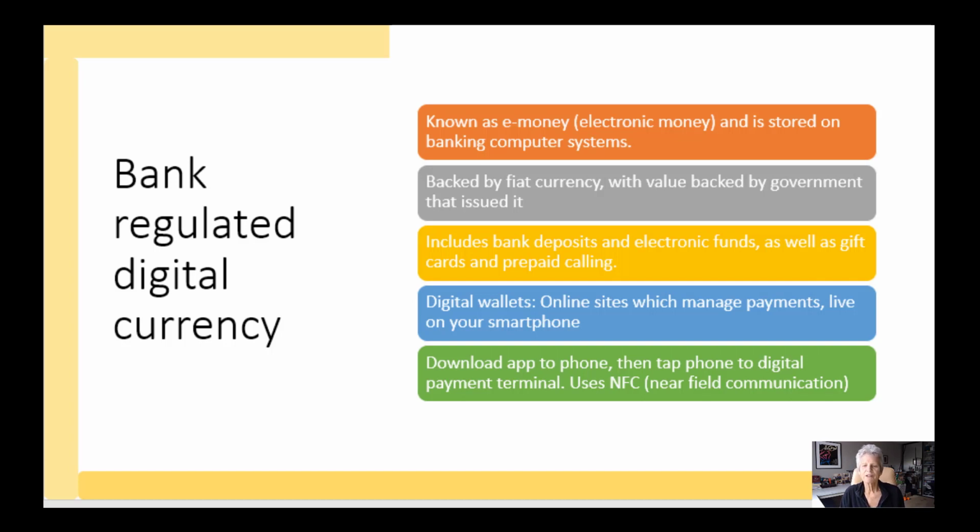E-money examples include bank deposits and electronic funds. A stored value card means that funds and our data are stored on the card, and these include gift cards, loyalty cards, and prepaid calling cards. Digital wallets are the online sites which manage your money and payments. A digital wallet can actually take the place of an actual credit card. Digital wallets are apps stored on your smartphone and offer a convenient way for paying for goods and services.